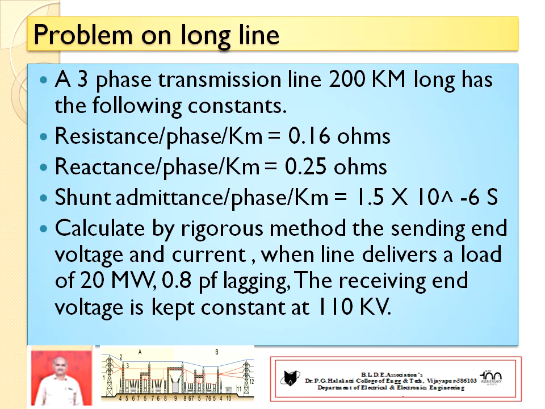So the problem is like this: a three-phase transmission line 200 km long has the following constants. Resistance per phase per kilometer equal to 0.16 ohms. Reactance per phase per kilometer equals 0.25 ohms. Shunt admittance per phase per kilometer is equal to 1.5 into 10 to the power of minus 6 Siemens. Calculate by rigorous method the sending end voltage and sending end current, when the line delivers a load of 20 megawatt, 0.8 power factor lagging, the receiving end voltage is kept constant at 110 kV.